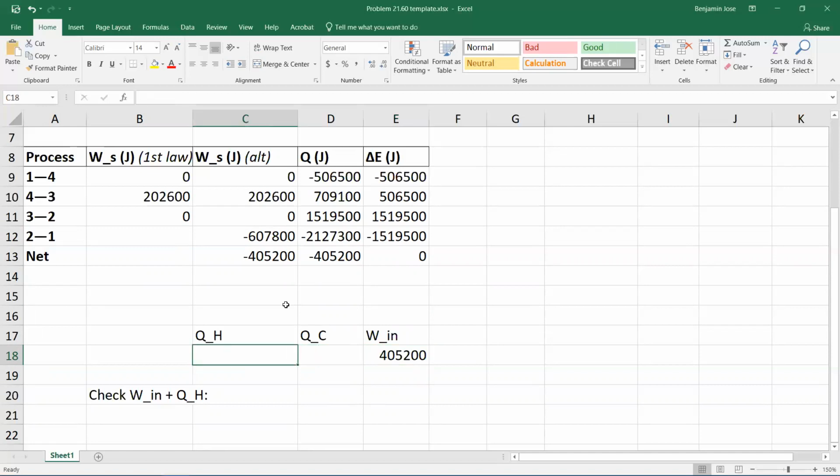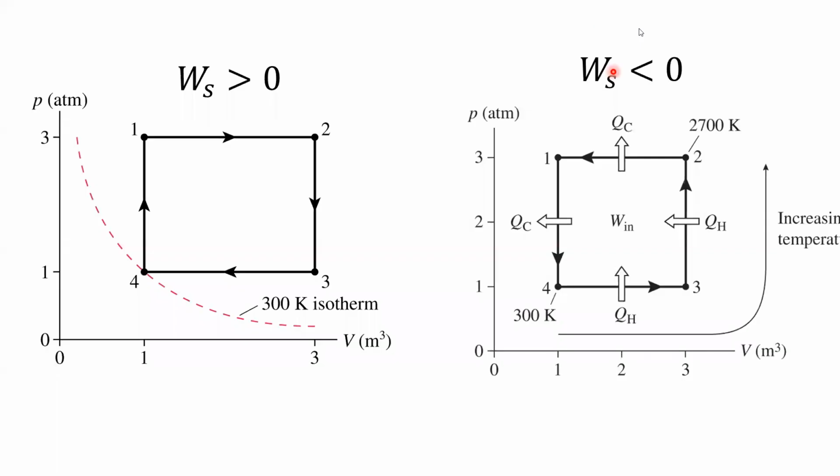Now QH and QC are both always positive quantities. QH is the sum of the positive individual Qs. Because QH, or is it? Remember, we have to be careful here. I'm going to pause and go back to that first graphic. And see, I almost told a lie.